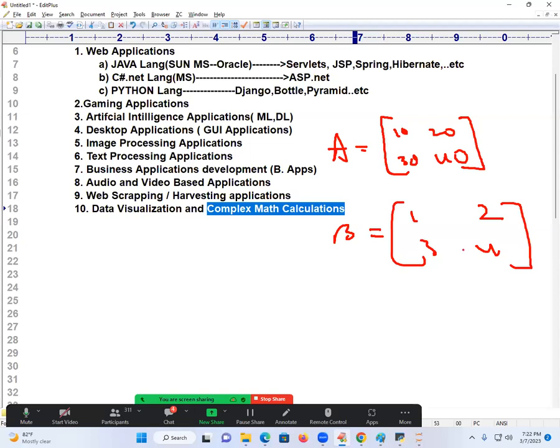Are you getting me? How to do this A plus B? In C language, I have to write minimum 20, 25 lines. Java 25 lines. C# 25 lines. In Python, 1 line. How is it possible? It has a lot of support from what? Python modules.